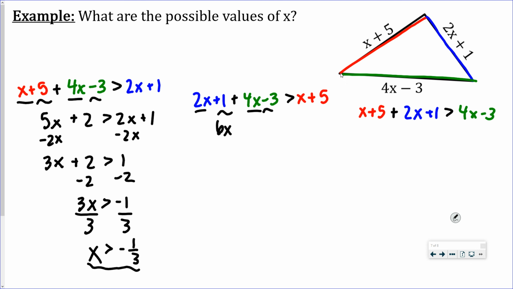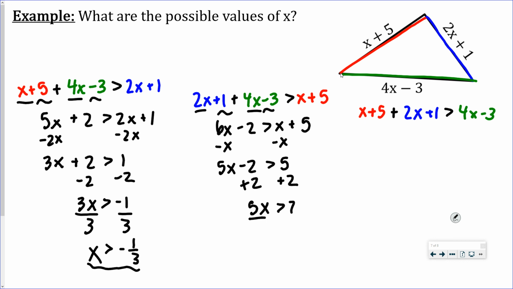6x minus 2. Again, there are more variables on the left, so I'm going to move the x's over here. Never hurts to review algebra skills. Never hurts. Take off the layers around x. I get x has to be greater than 7/5.